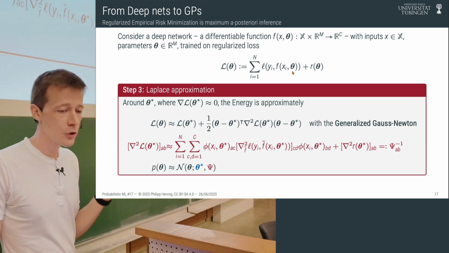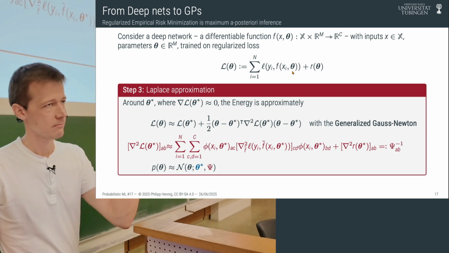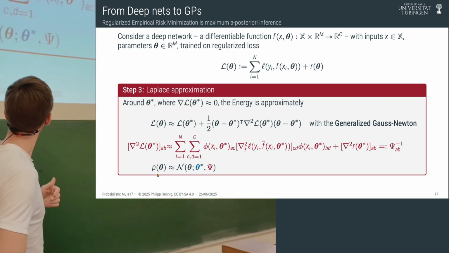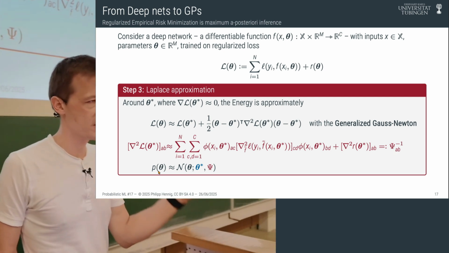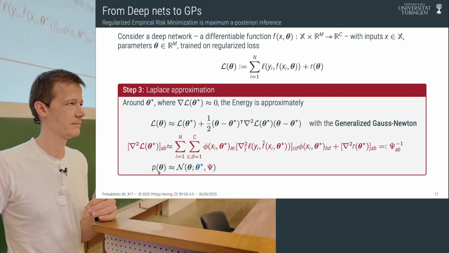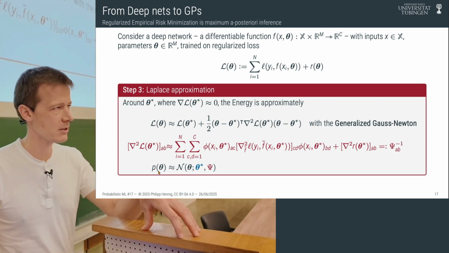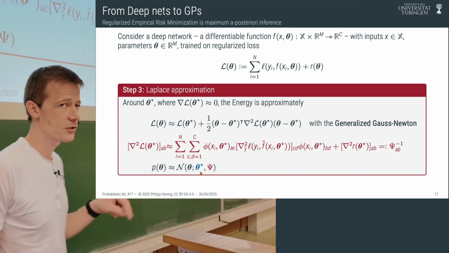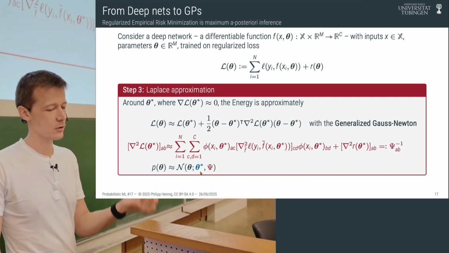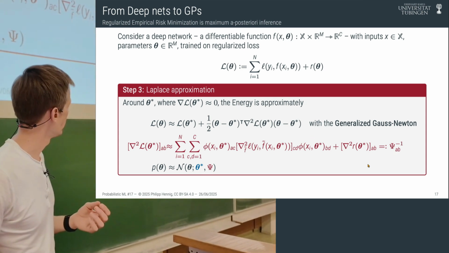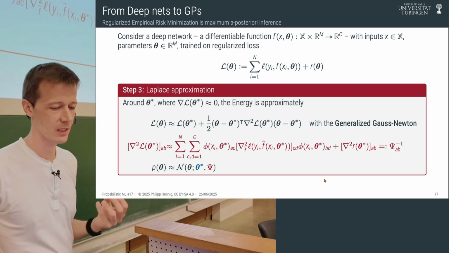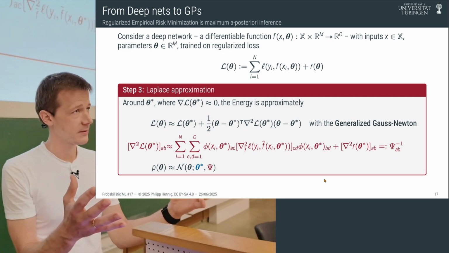And we know from the last two lectures that we can think of this as defining a posterior on the parameter space. A posterior Gaussian measure in theta land that is centered at theta star, the trained weights, and that has a covariance given by the inverse of this huge matrix, psi. That's in parameter space, in theta.